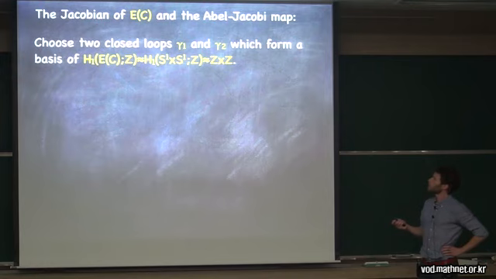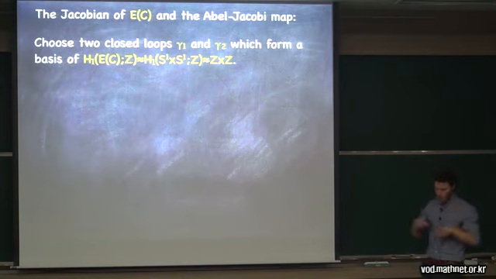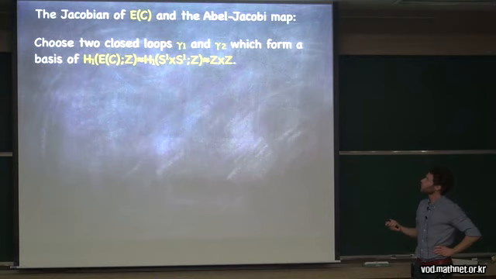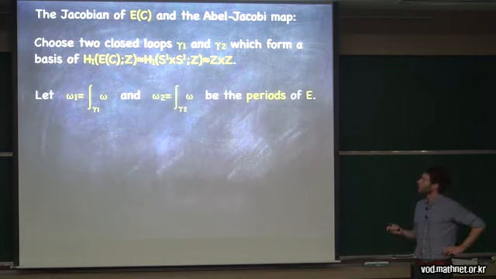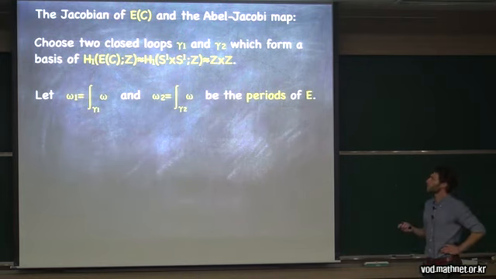So let's choose two closed loops, so paths that start at a point and then end again at the same point. Now we use our modern knowledge about the topological shape of these complex solutions, and we know that we only need to choose two different loops, and they will generate all possible homotopy classes of loops. So we choose gamma 1 and gamma 2, loops on our curve. Remember, omega was this dx divided by y, so it's some differential. Now we can evaluate this omega along the loops gamma 1 and gamma 2, and then we get two complex numbers, omega 1 and omega 2.